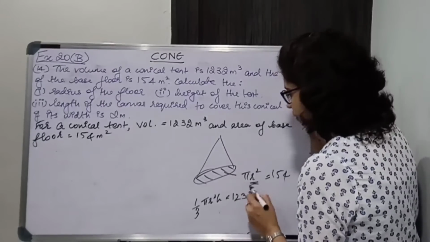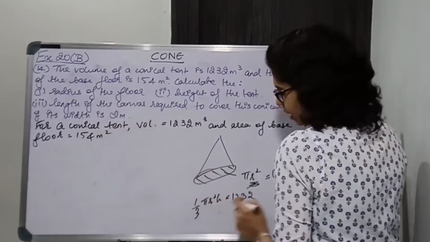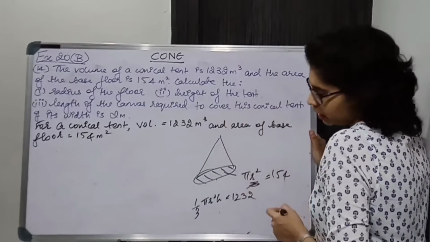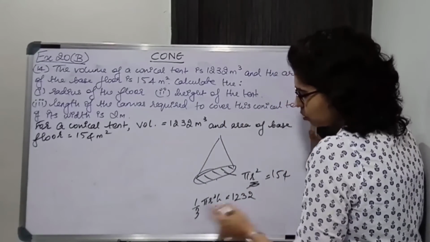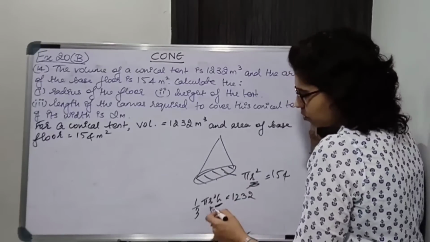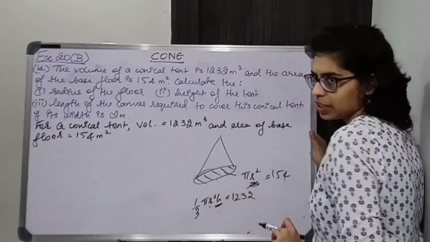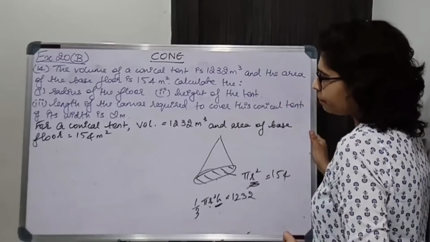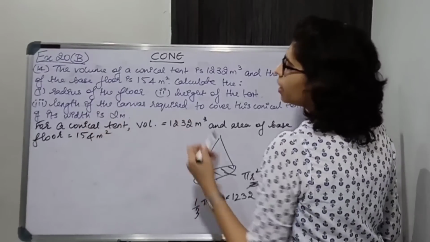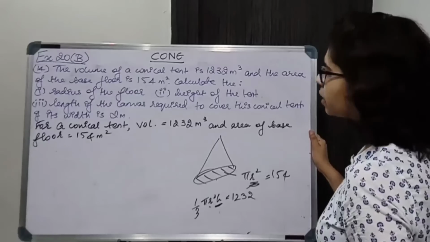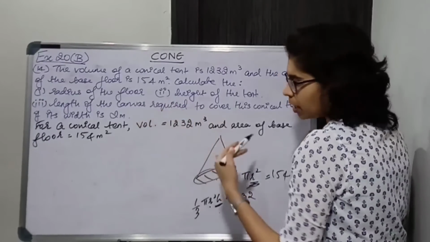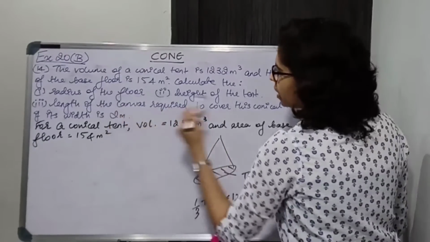From this you can easily find radius. So the first part you can easily get from the area of the base. In the second part you have to find height. You can easily get height from this volume. Once you know radius, you can substitute the value and easily find h. Coming to the third part, the length of the canvas required to cover this conical tent if its width is 2 meters. We'll come to this part later. First let us find radius and height.